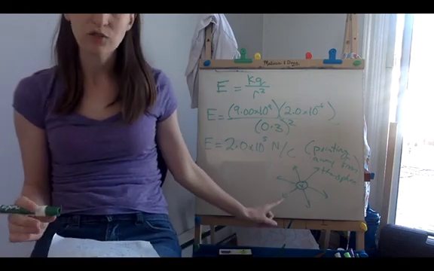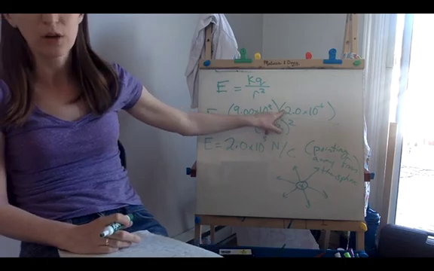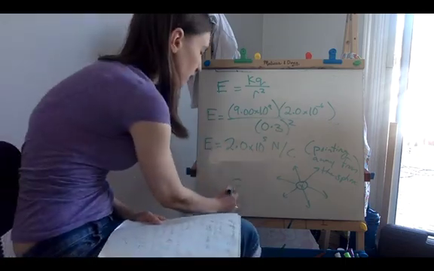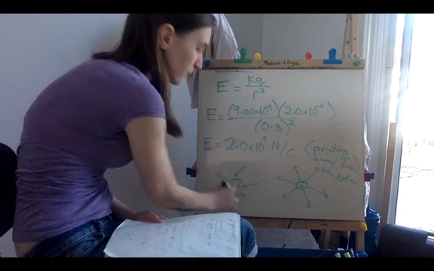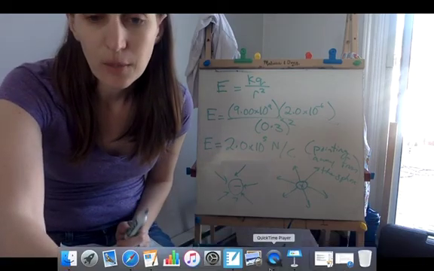If that was a negative charge, the magnitude would have been the same because we're just using the absolute value here, but it would have been pointing in the other direction. So if it's a negative source charge, the field intensity points inward. Okay, so there's the difference.